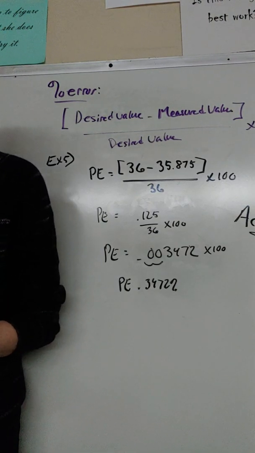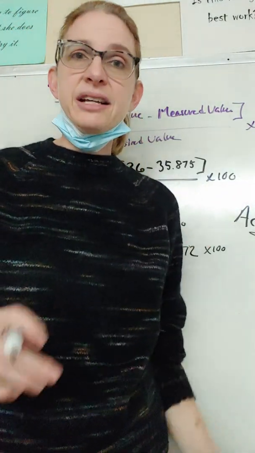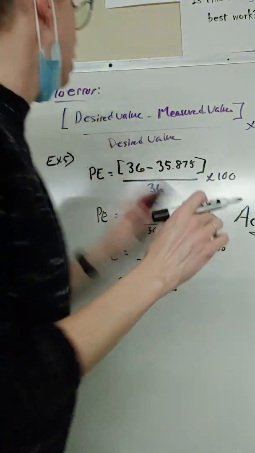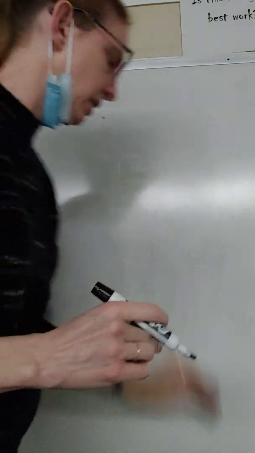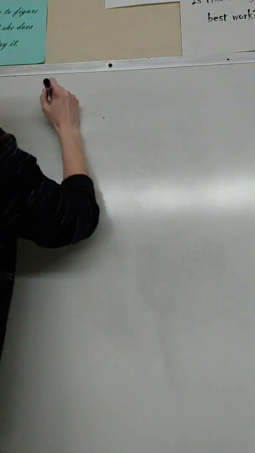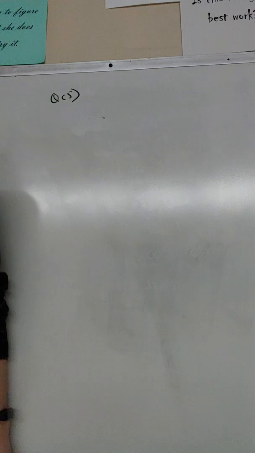All right, so you're going to try quick check 5. Then we're going to go over that, and I'm going to let everybody work on example 6 on your own because this is long enough. Okay. All right, so pause the video. We're going to work on quick check 5. Okay.